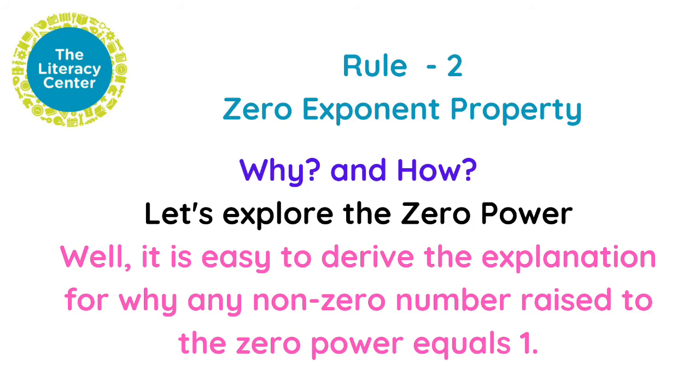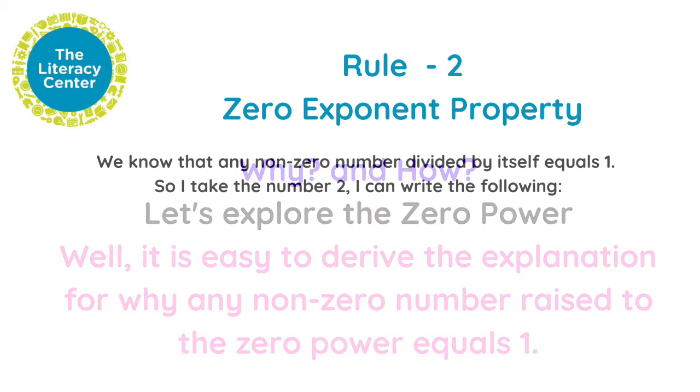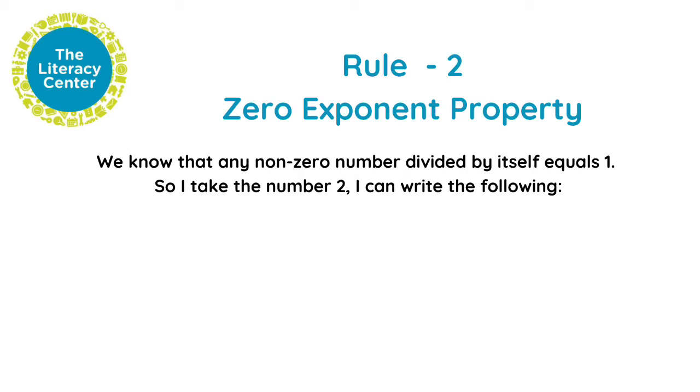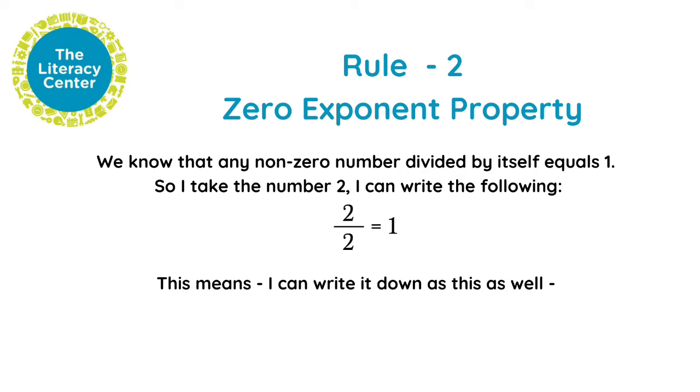Well, it is easy to derive the explanation for why any non-zero number raised to the 0 power equals 1. Let's see. We know that any non-zero number divided by itself equals 1, right? So I take the number 2 here and I can write the following: 2 divided by 2. If I solve this, I will get the number 1. This means I can write it down like this as well: 2 to the power of 1 divided by 2 to the power of 1. If I solve this further, I will get the number 1.